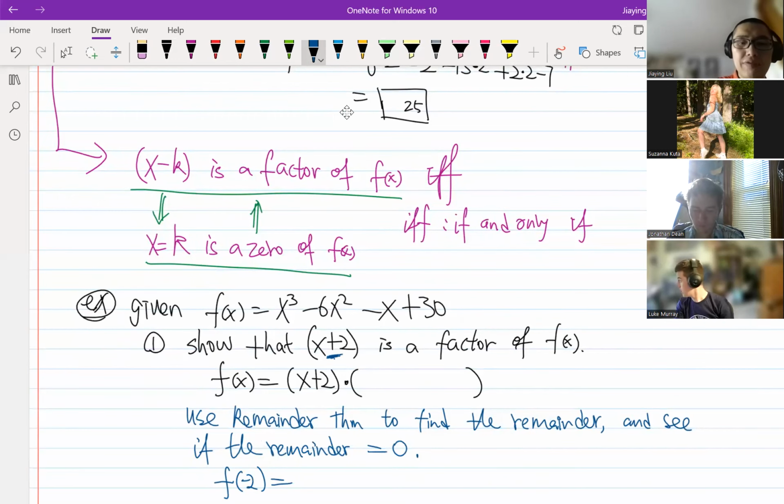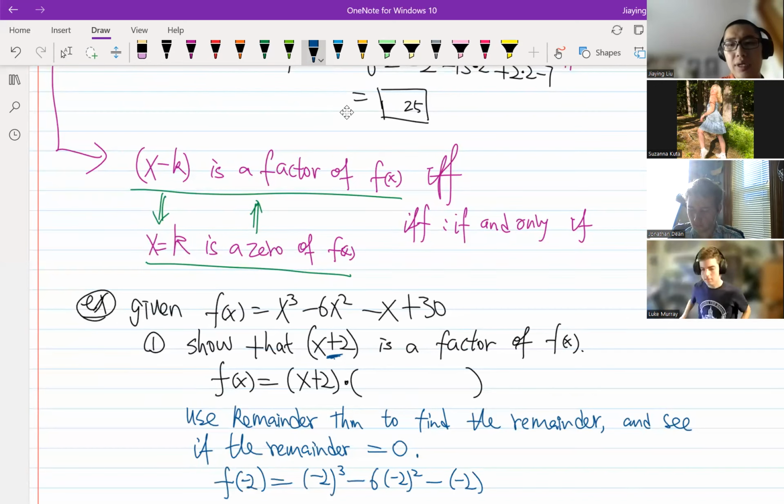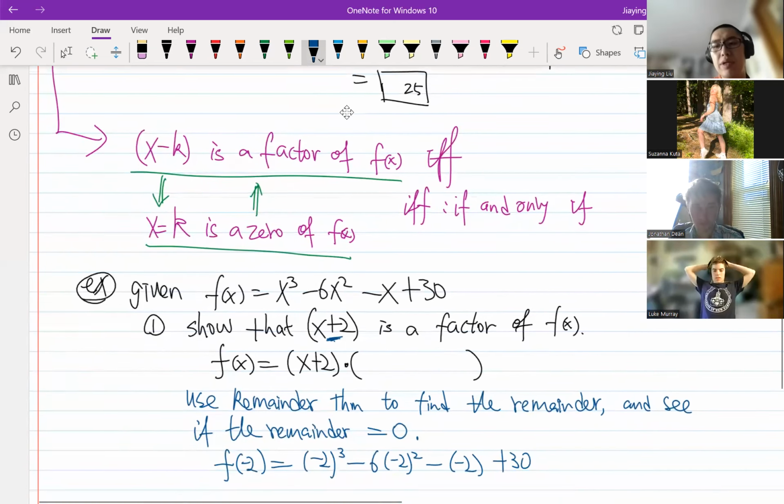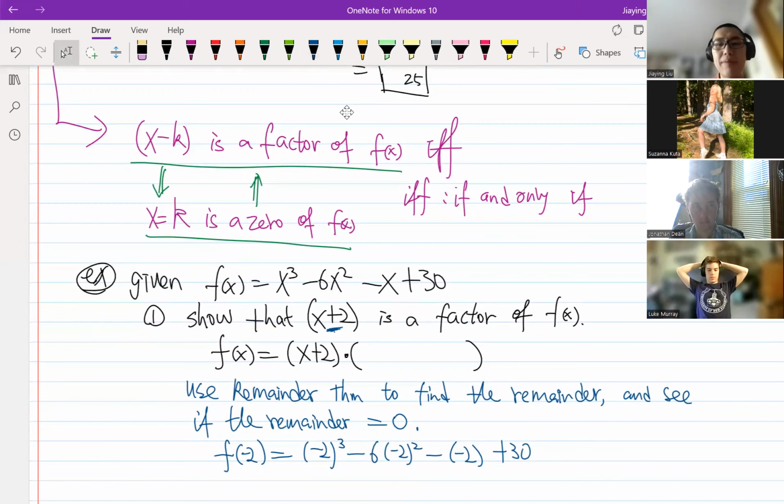And that's going to be, if we take negative 2 and put it into f of x, negative 2 cubed, putting in parentheses, right? Minus 6 times negative 2 squared minus negative 2 plus 30. Now, I just want to share with you one trick I always do. You probably know it already, and you probably practice it all the time. Every time I take a negative number and put it into a function, I always add parentheses around the value I'm plugging in, because it's going to save a lot of mistakes, especially with subtraction.